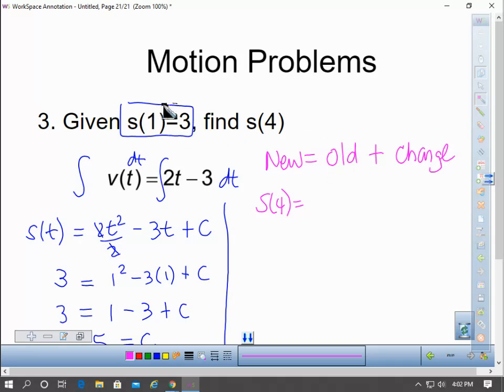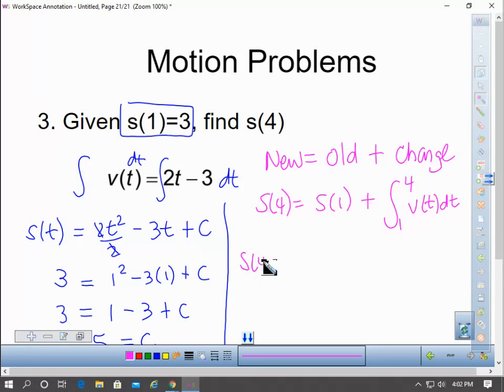The old value that I already know is s of 1. And then what I want to do is add the change that has happened from 1 to 4. Because if I know s of 1, I'm trying to find s of 4, I need to know, well, what's happened between 1 and 4? And if I'm integrating and finding position, I have to integrate velocity. Right? So I can do this. My new position is my old position plus my change in position. And my change in position is integrating velocity because that'll give me position. And over the interval from 1 to 4 is how much I have moved.